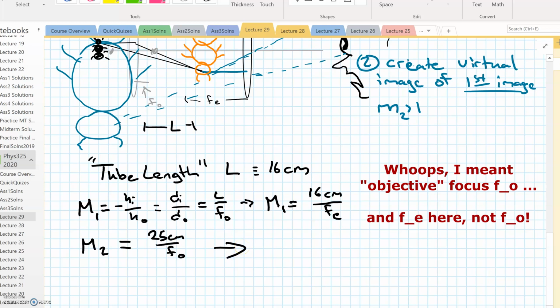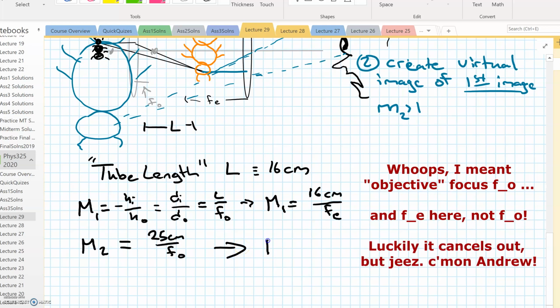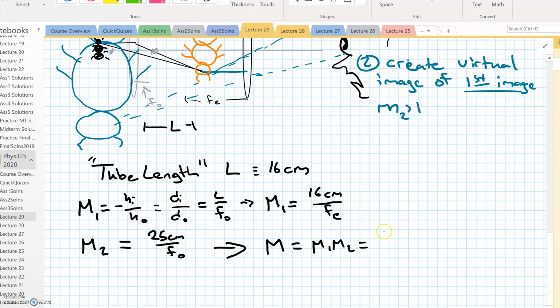So the total magnification of the compound microscope is the product of M1 times M2, which is 16 times 25, or 400 square centimeters, over the product of the focal lengths. Now, if you're just plugging in numbers, you better put those focal lengths in centimeters, or else you'll be getting something very odd. But this is way better.